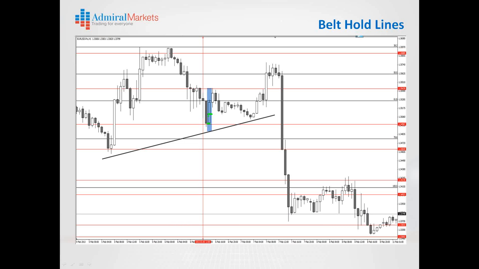It must not have a wick. If it has a wick, an upper shadow, then it's not a belt hole. If the body and the wick are like this, that would not be good. Somewhere here is some sort of inverted hammer. Yeah, exactly. So the key here really is that it's close to, near that high, right?